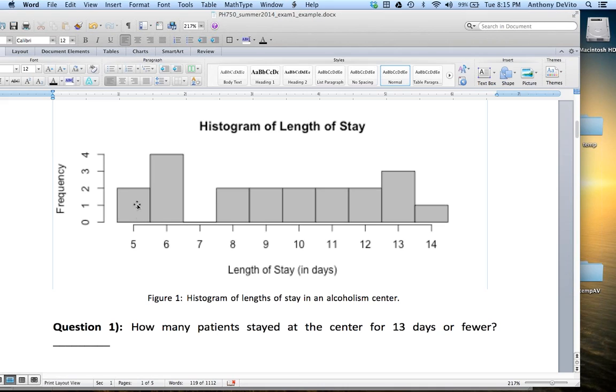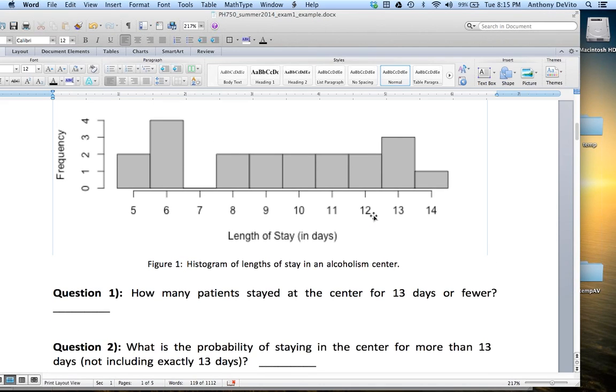And in fact, you can confirm that. This first bar is 2 people. 4 people stayed for 6 days. 1 person, 2 people, 1 day. So that's 2, 6 total, 8, 10, 12, 14, 16. This is 3, so 3 people are in here. That's 19 people. And 1 person, unfortunately, stayed in the hospital for 14 days. So we have a sample size of 20.